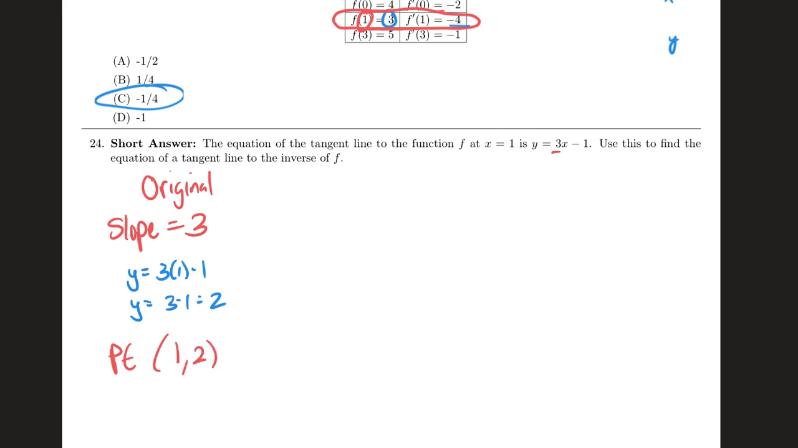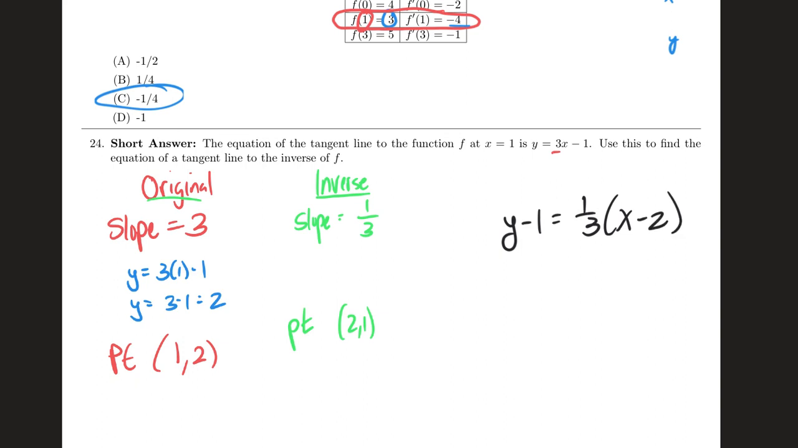So what does this tell us about the inverse? It tells us the inverse has a slope of, remember, it's 1 over, and the point flips to the point (2, 1). All right, so really we're just going to use these values: y minus 1 equals 1/3 times x minus 2. So the opposite slope and the opposite point. And if you wanted to, you could simplify this, but I'm fine with leaving it there because it doesn't necessarily tell you to put it in slope-intercept form.